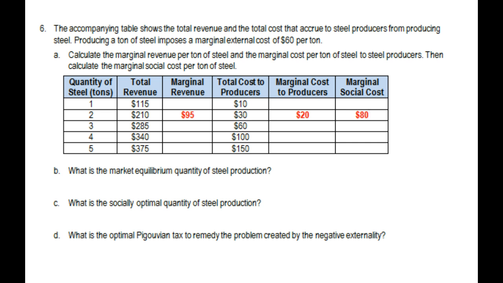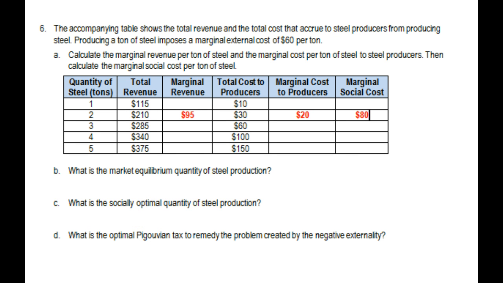For B, what is the market equilibrium quantity of steel production? When it's talking about market equilibrium, it is not asking you to factor in externalities. You are simply doing what you would have done units ago. You just find what the equilibrium quantity is for this company.